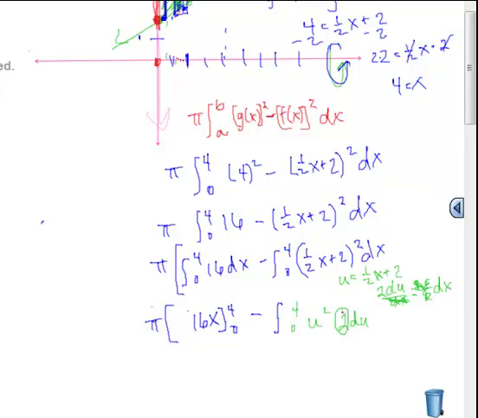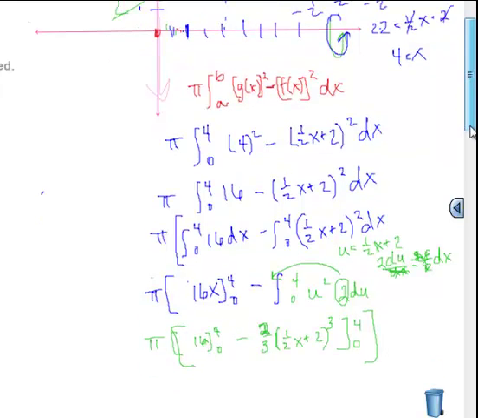So now I am going to pull out this 2, bring that to the front. So we have pi, and then we still have the 16x. But then you have minus. Now I am going to integrate this, so I'm going to drop my integration symbol, and I'm going to get u to the third divided by 3, but I am going to plug my u back in. So I have 1/2 x plus 2, that's my u, to the third divided by 3, which I'm going to write as 1/3. And then, I almost forgot that 2. So that 2 is out here, so I'm going to multiply that 2 back on. And then here I have from 0 to 4 as well.